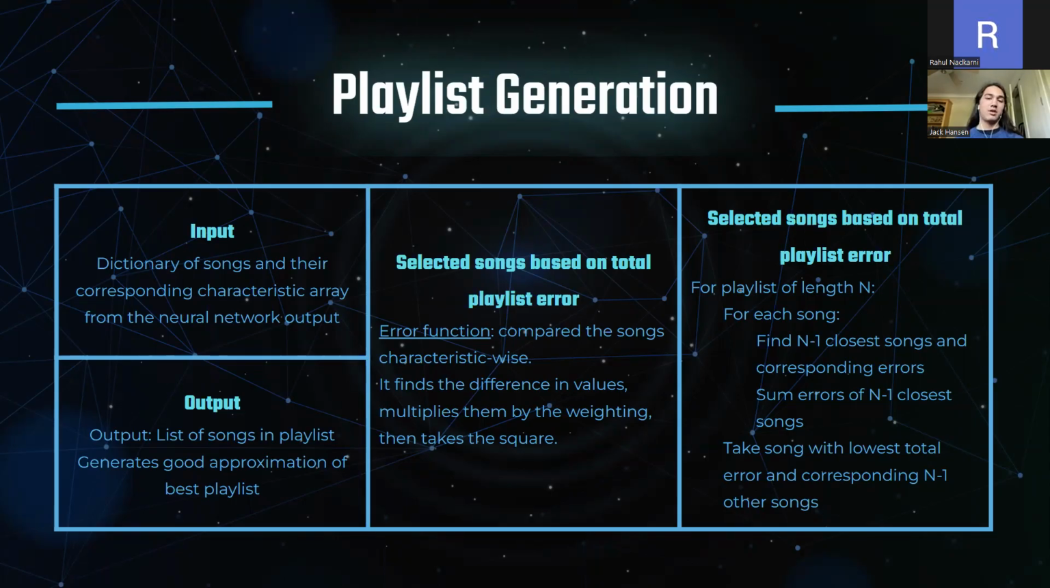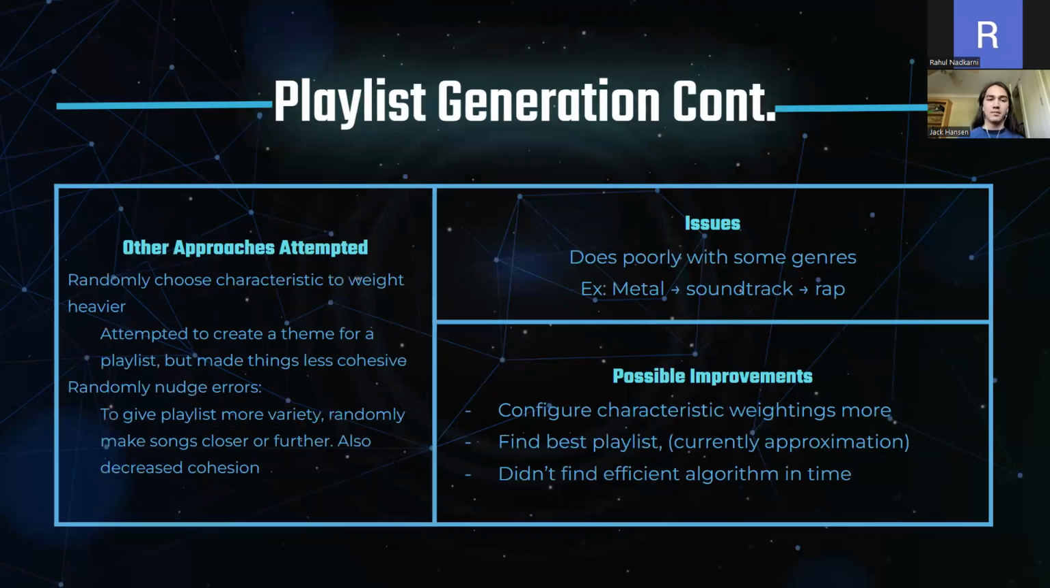But to make the playlist, we needed to compare any 2 songs. And for that, we came up with an error function that just compared the songs characteristic by characteristic. And it basically just found the difference in values, multiplied them by some weighting, and then took the square. And then that was the error for the 2 songs. And then to select the best playlist, we just iterated through songs, found the n-1 closest songs for a playlist of length n, summed up those errors, and then took the song with the lowest corresponding total error, and its songs.